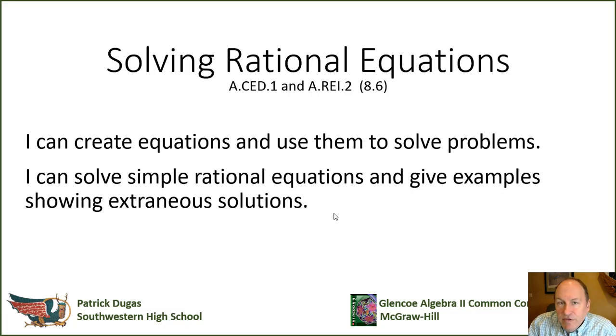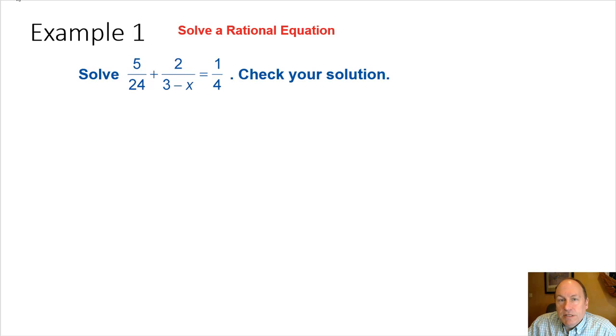I'm Dugas. In previous videos we looked at all types of rational functions, and now we're going to learn how to analytically solve rational equations. 5 over 24 plus 2 over 3 minus x equals 1/4. And of course we're always going to try to check our solution if we have time.